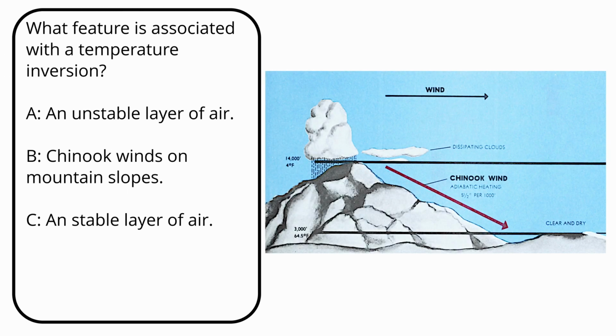First, the Chinook winds can be dismissed. Chinook is a type of dry, warm, downslope wind. The Chinook or Chinook winds interact with temperature inversions, but they certainly aren't associated with them in any meaningful way.